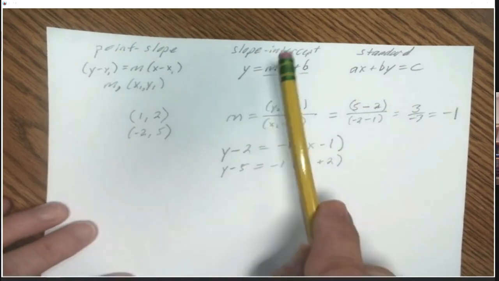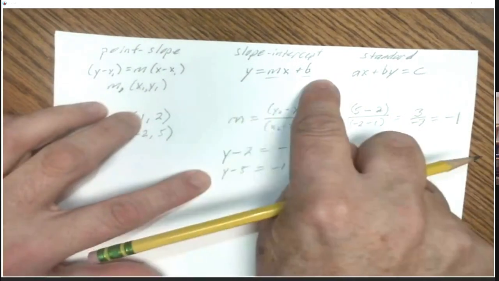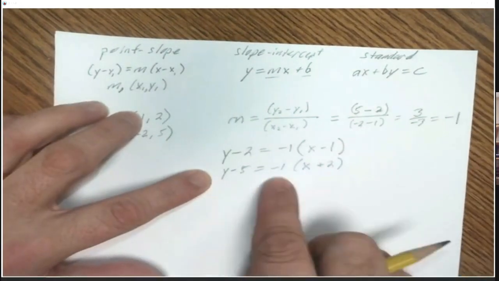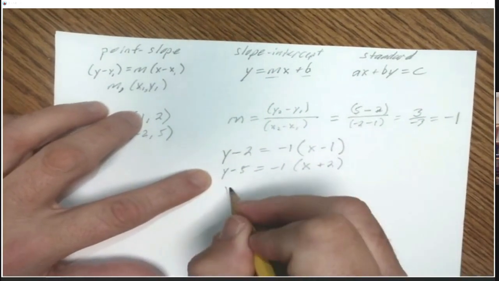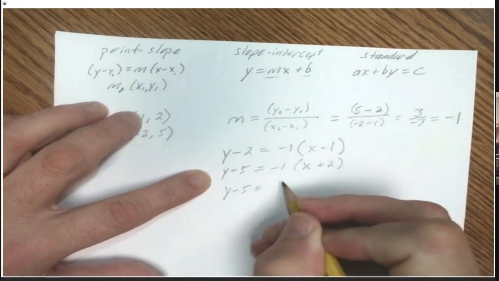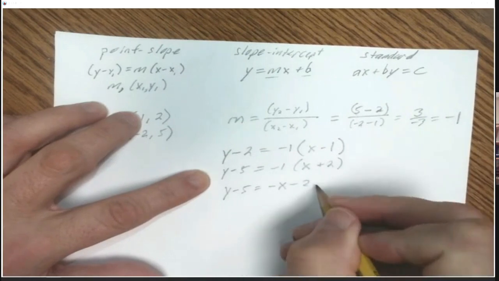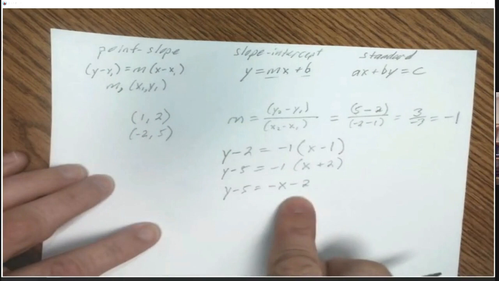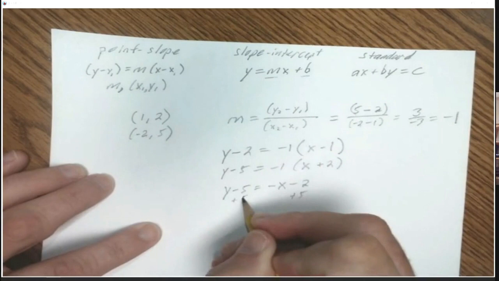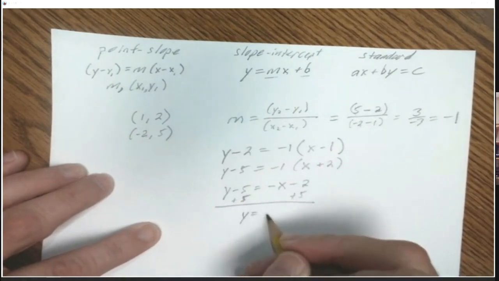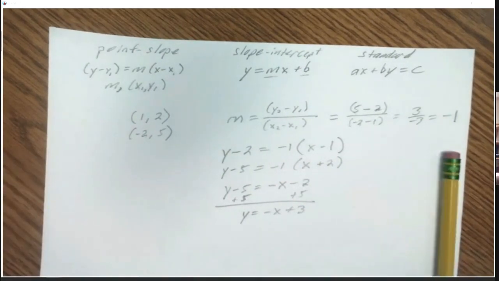We can convert this to slope intercept. Let's just take the second one. We just solve for y. So we have to simplify this. The first thing we have to do is parentheses, right? PEMDAS, don't forget order of operations. Y minus 5 equals negative 1 times x is negative x. Negative 1 times 2 is negative 2. We're almost there. Just need to solve for y. Add 5. Y equals negative x plus 3. Okay. All 3 of these are the same line.